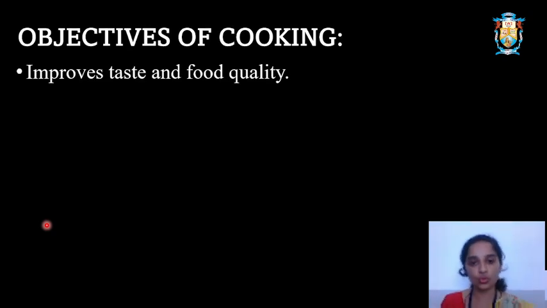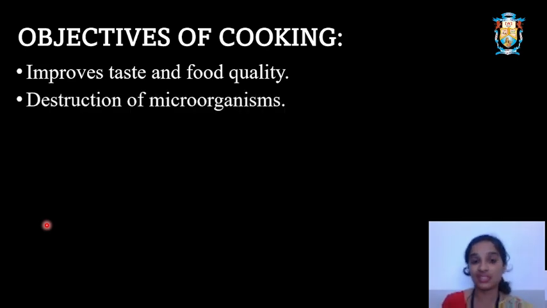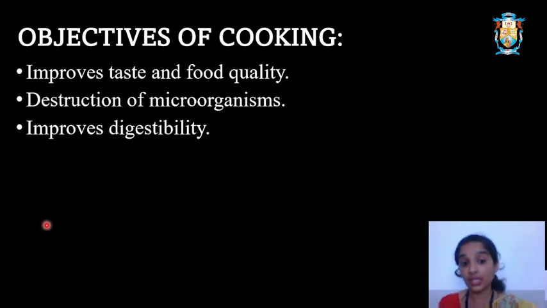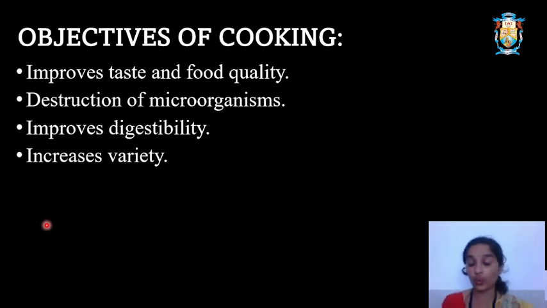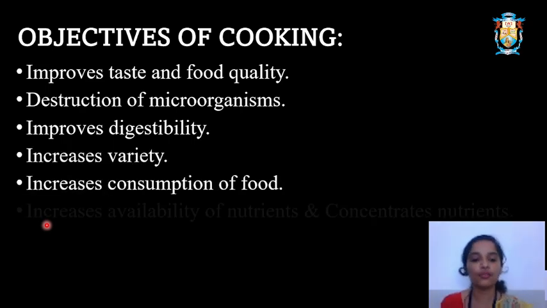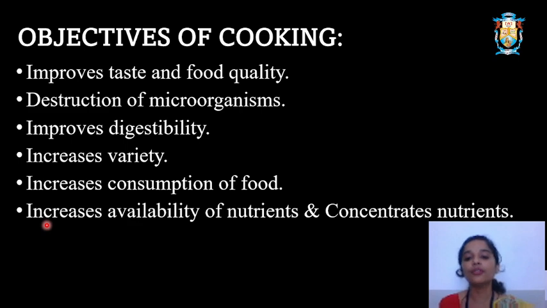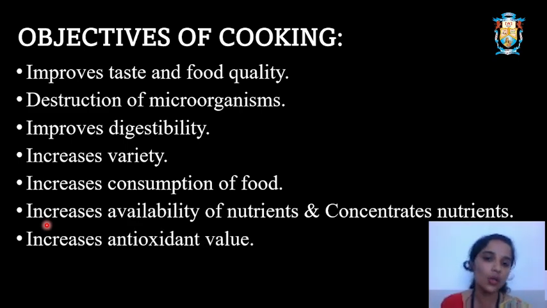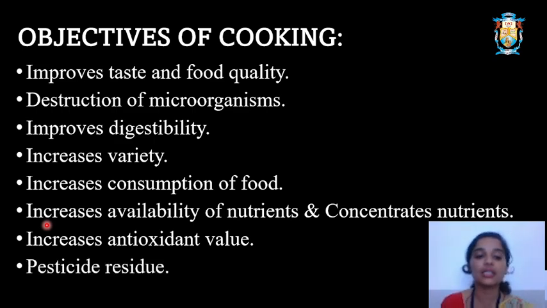Then moving on to the objectives of cooking. There are a lot of objectives to list here: improves the taste and food quality, destruction of microorganisms, improves digestibility, increases variety, increases consumption of food, increases availability of nutrients and concentrates nutrients, increases antioxidant value, and also reduces the pesticide residue.